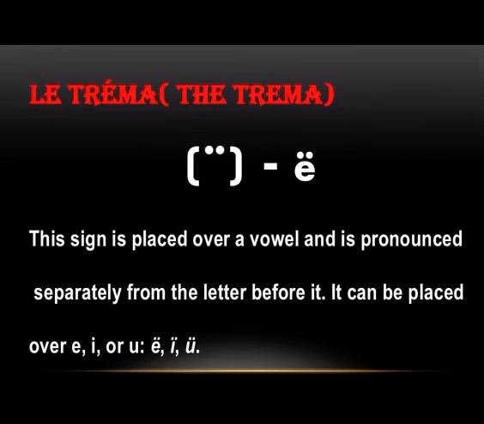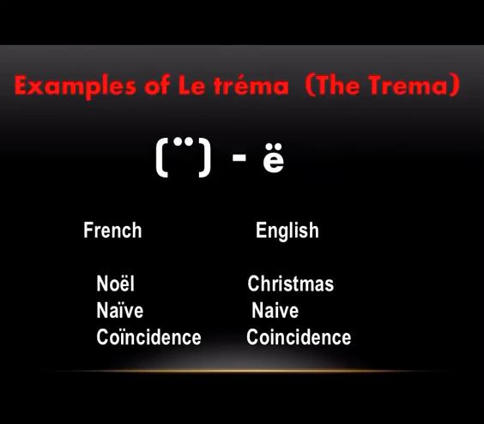The last one is le tréma. Le tréma means the trema. Trema is applied over E, I and U, and it is pronounced separately from the letter before it whenever it's applied over any vowel. There are some examples from which you'll get an idea of how a vowel is pronounced separately from the letter placed before it in a word.